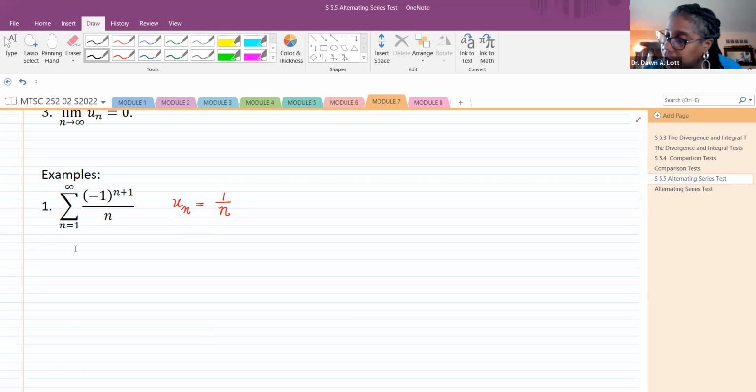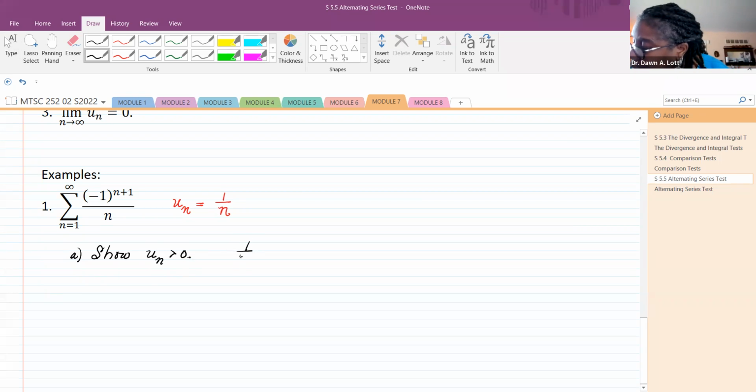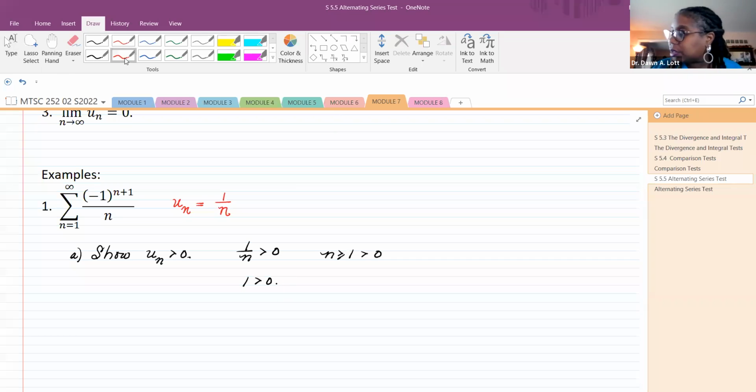Okay, so we now will check. So I will do A. I need to show that UN is positive. Well, not hard. I have 1 over n greater than 0. N is clearly positive because n is bigger than or equal to 1, which is greater than 0. So I can multiply by n and I get 1 is greater than 0, and I am quite content with that. Okay, so that checks. So first off, I know UN is positive.